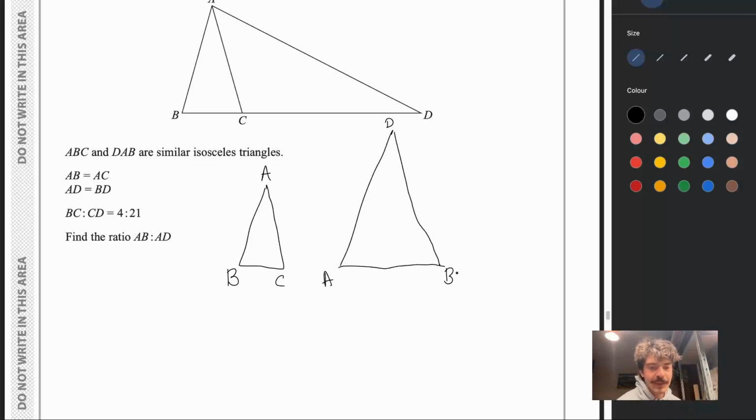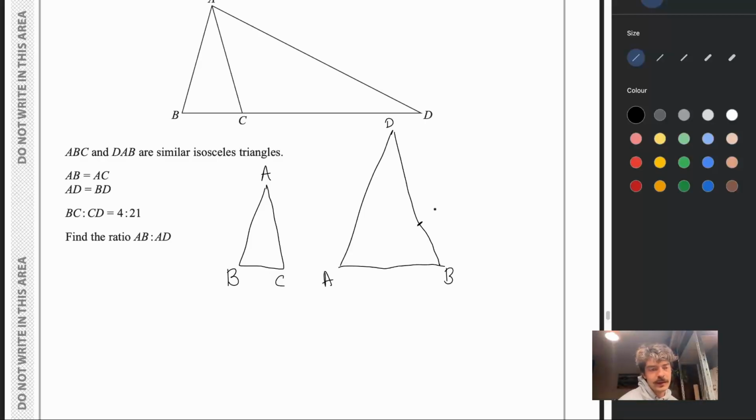Now we're told that AB is equivalent to AC. Okay, that's because it's isosceles, and AD is equal to BD. That's because the larger triangle is isosceles. We're then told that the ratio of BC to CD is 4 to 21. BC to CD. Okay, yes, that would be some point over here. Fantastic. And the ratio of those two lengths would be 4 to 21. Find the ratio AB to AD.